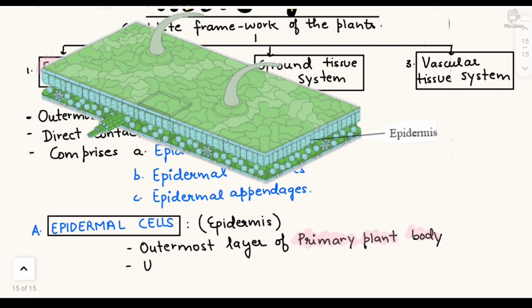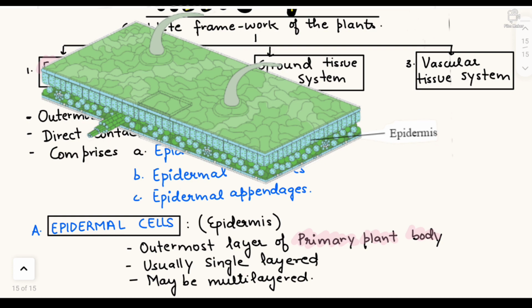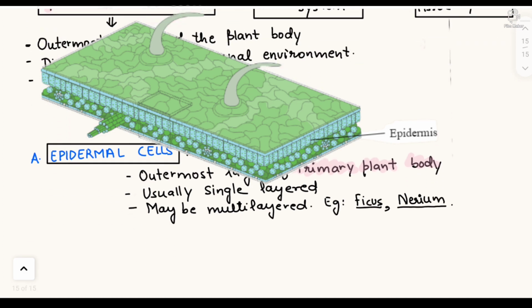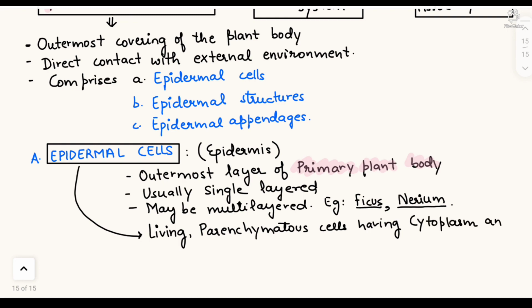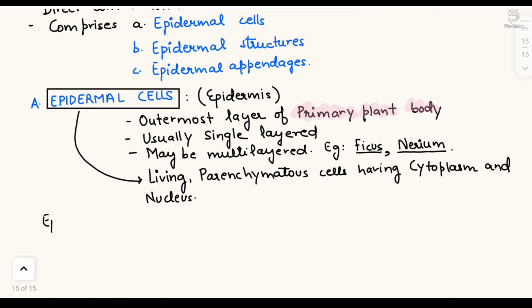ठीक, तो जो एपिडर्मिस है प्लांट बॉडी की, हमें पता है कि सबसे आउटर ग्रीन पार्ट जो है प्लांट का, उसमें जो सेल्स होते हैं उसको एपिडर्मिस के सेल्स बोलते हैं और ये प्राइमरी प्लांट बॉडी का सबसे बाहरी पार्ट होता है, प्राइमरी प्लांट बॉडी का। जब सेकेंडरी प्लांट बॉडी आती है तो बार्क बन जाती है। It can be single layered, it can be multi-layered. Multi-layered के example में we can give the example of Ficus and Nerium. Epidermal cells are basically the living parenchymatous cells that have a cytoplasm and a prominent nucleus as well. तो cytoplasm nucleus वाले सेल हैं, living parenchymatous cells होते हैं.